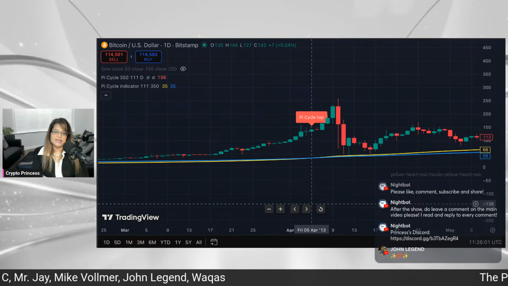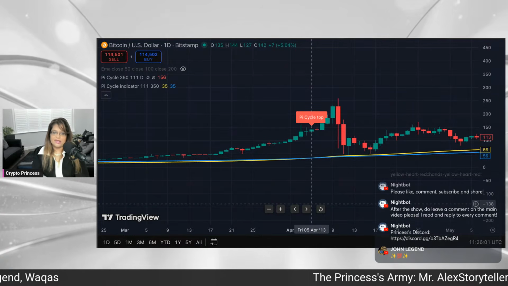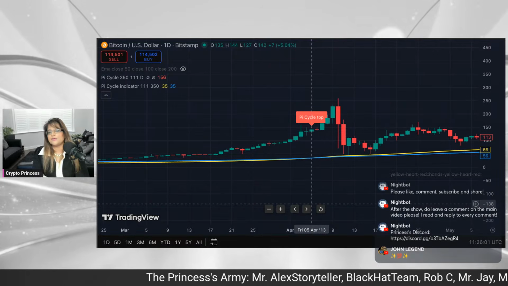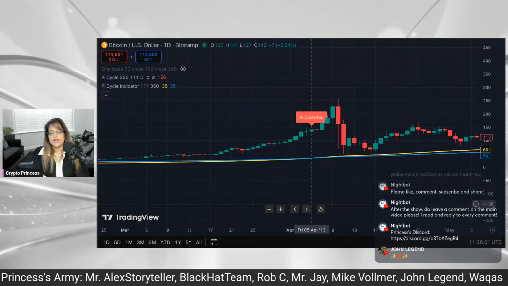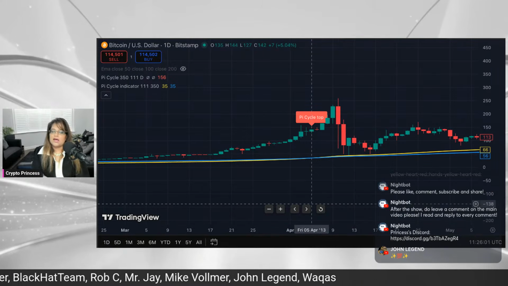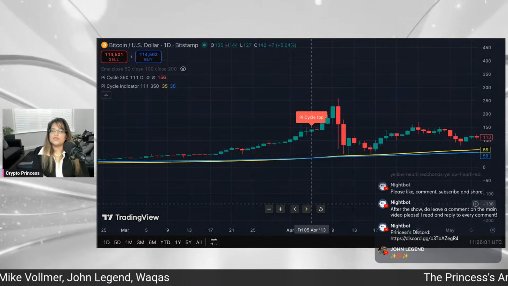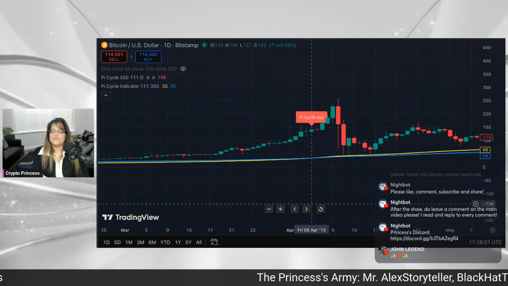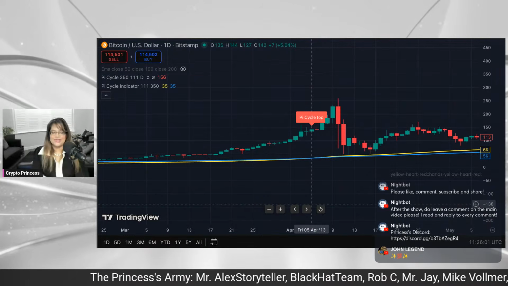And you can see the yellow line, which is the 111 SMA, simple moving average, cross over and above the blue line, which is the slower 350 SMA times 2, doubled. 1, 2, 3, 4, four days before the actual top here. And I'll tell you what happened here. Look at this candle.